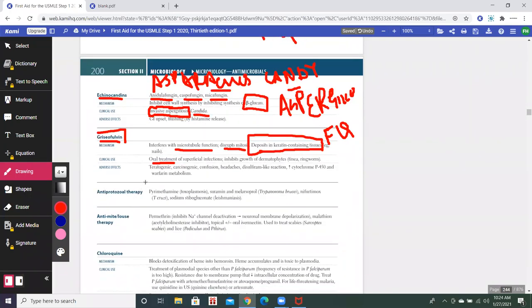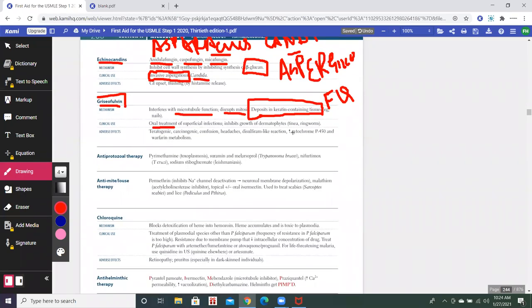Adverse effect wise, it is teratogenic, carcinogenic, causes confusion, headaches, disulfiram-like reactions. Now, what you have to focus on over here is that it increases cytochrome P450. So over here, if you give Griseofulvin with any other drug, will it hamper the mechanism of action of that drug? Yes or no? Right? So this is something which you have to focus on. But if you don't focus on this one right now, we will read cytochrome P450 inhibitors and inducers later.